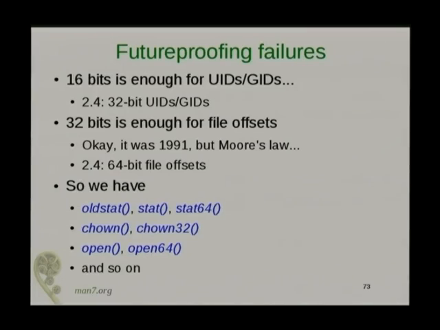Future-proofing, other kinds of future-proofing problems. Okay, these ones are easy to find. 16 bits is enough for user IDs, except it wasn't, we discovered. 32 bits is enough for file offsets. Well, it was 1991, but these things, disk drives do get bigger. So in 2.4 we had 64-bit offsets. And so we have a whole bunch of system calls now that essentially reproduce functionality but handle these changing sizes of data types.